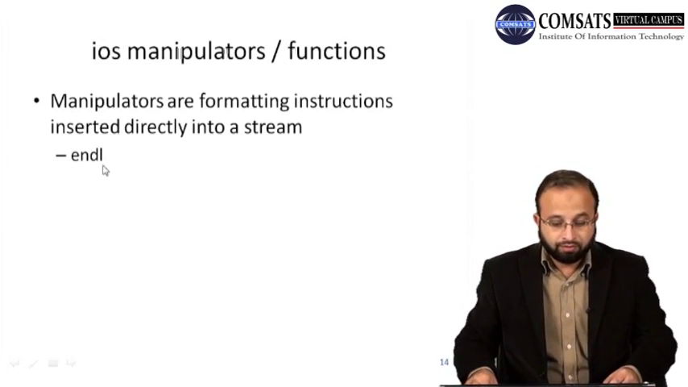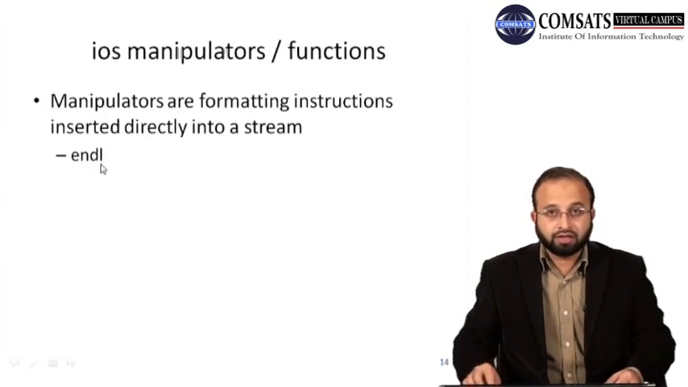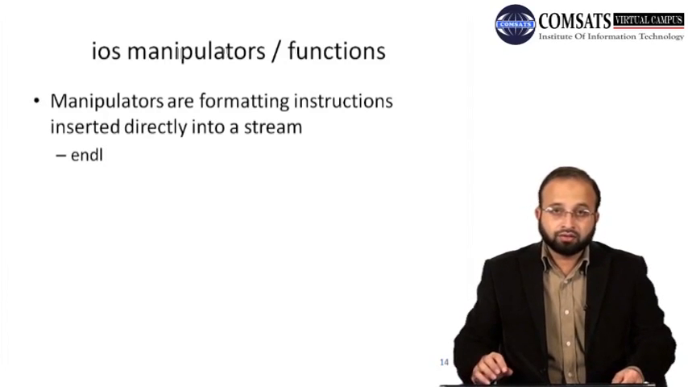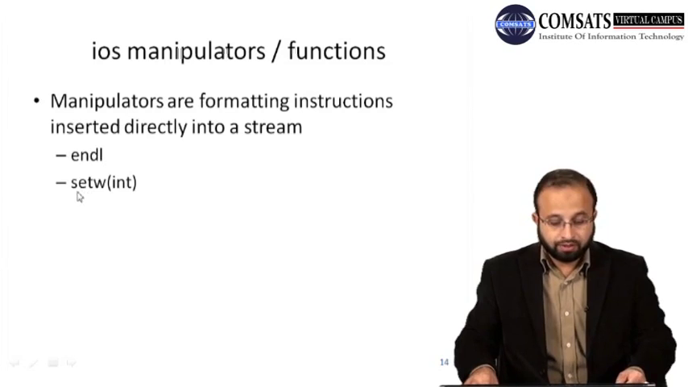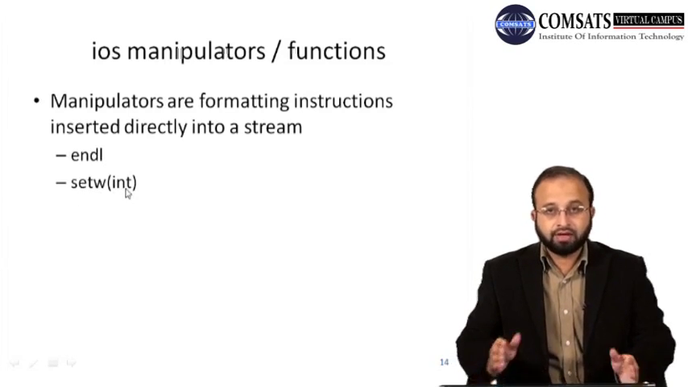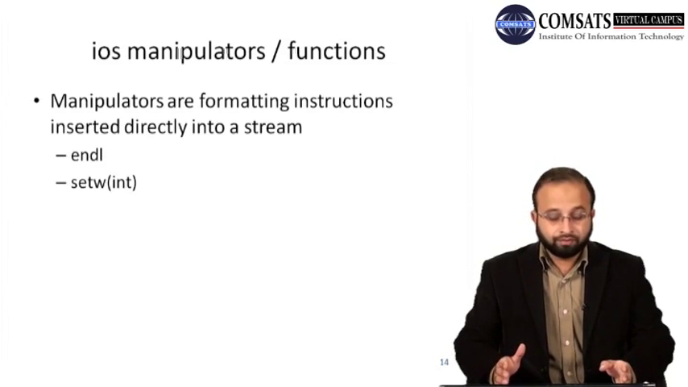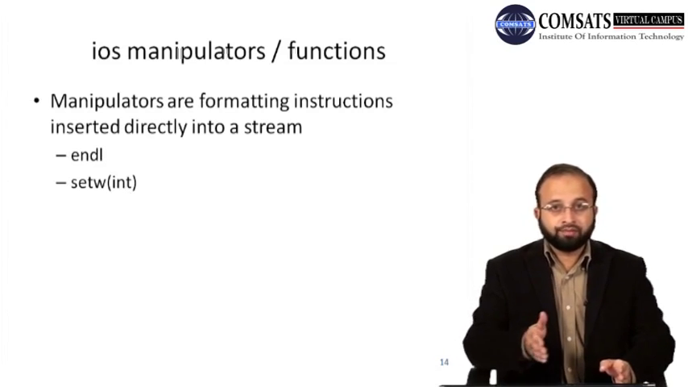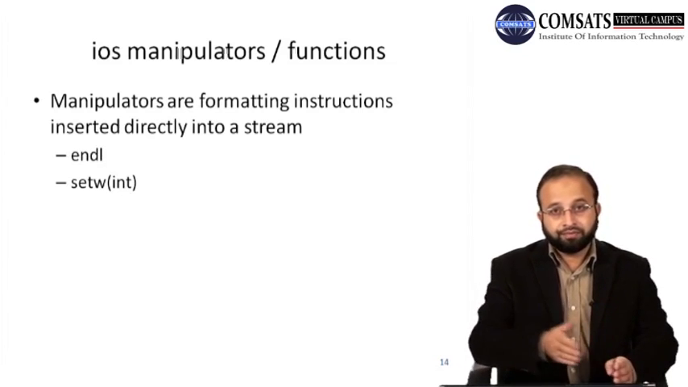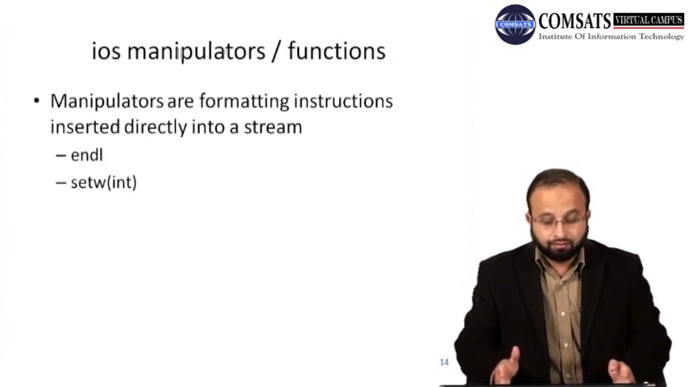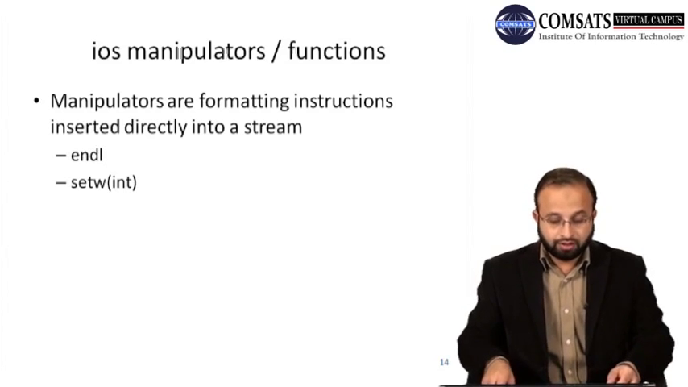So an example of a manipulator is endl, which inserts a new line wherever it appears in the ostream. So in the cout stream, wherever the endl manipulator appears, it will insert a new line character. For example, setw will set the width of the field in integer. So you specify what should be the width of that field, for example the number of columns on the screen. If you specify 10, then the width of that value is 10, right? I will show you in the example.